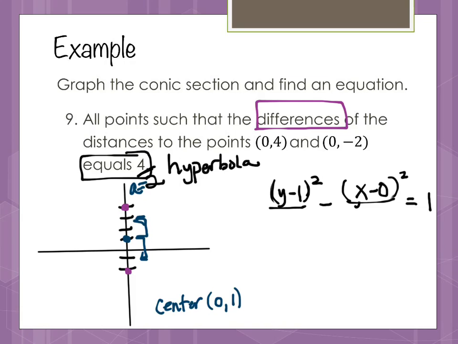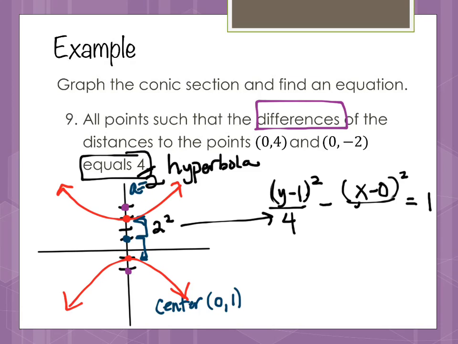So I'll put it in red, our vertices. Our vertices are here at these two particular values, at (0, -1) and at (0, 3). And it's going to open up and down in this sort of imagery. And that tells you the value that goes underneath the value for (y minus 1) squared. So that gives you a 4 underneath here, because it should be this distance 2 squared to give me the 4. And then to find the other value, notice that my c value here is actually 3.